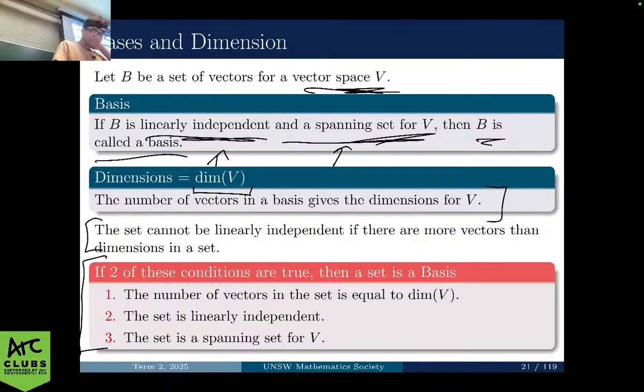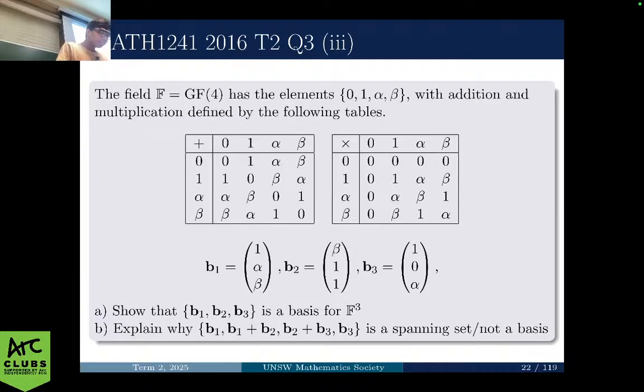So how can we apply this? This is actually a really interesting question. I will show it. I will not go through it in detail because it does take a little bit of effort to calculate, but it's still a really interesting question. So we have this field, and it has these elements 0, 1, alpha, beta. And addition and multiplication are defined as follows. And you can have a little table there. I'm not going to read all that out. And I've got three vectors here, b1, b2, b3. And you can see they are (1, alpha, beta), (beta, 1, 1), and (1, 0, alpha). I want to show that this b1, b2, b3 is a basis for F3.